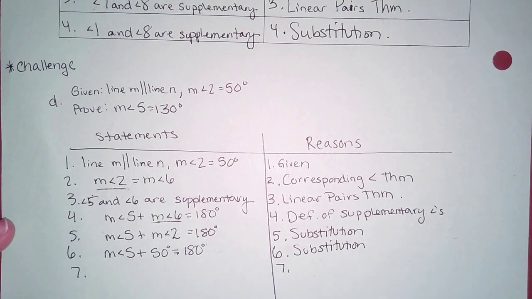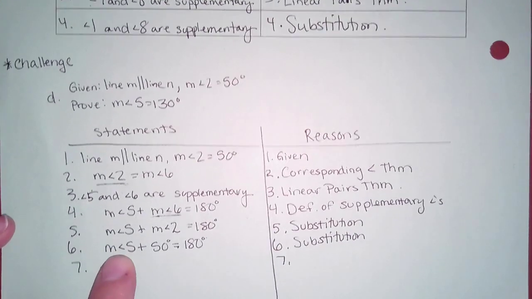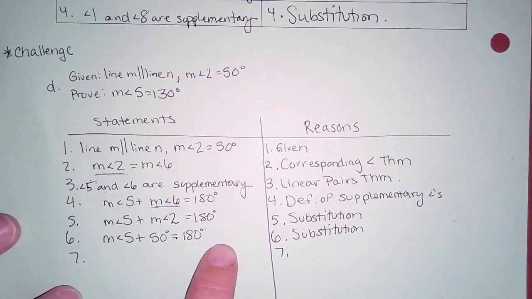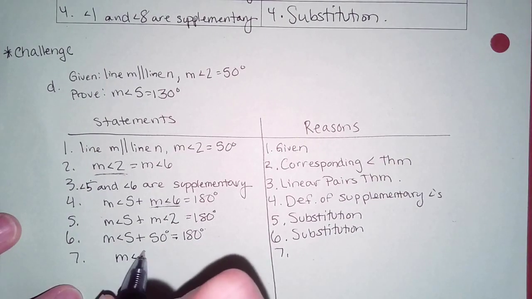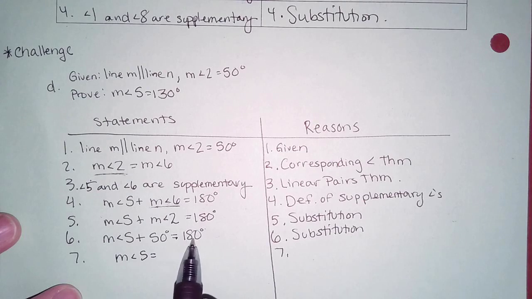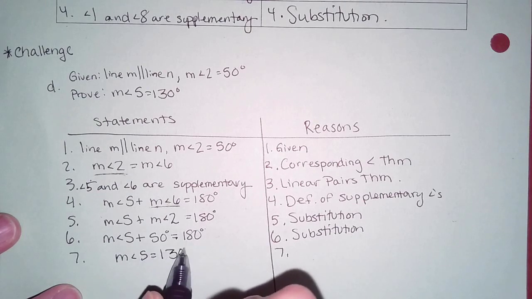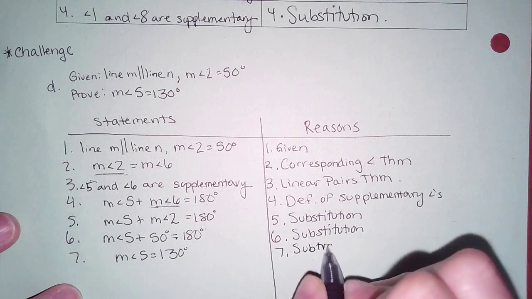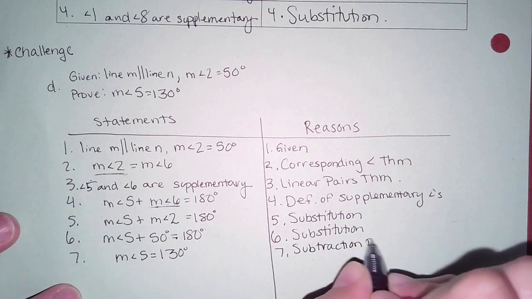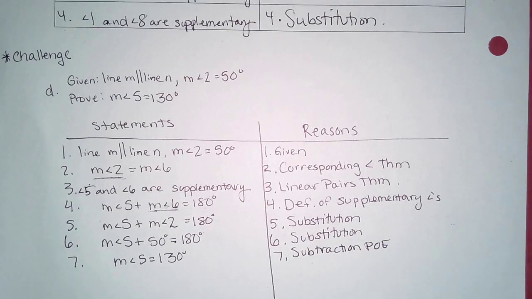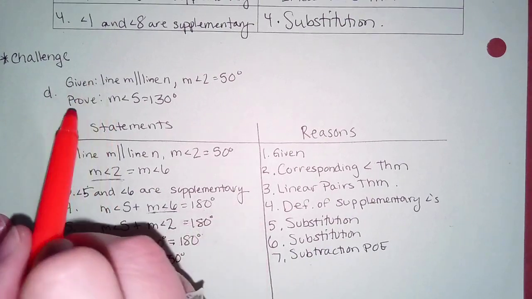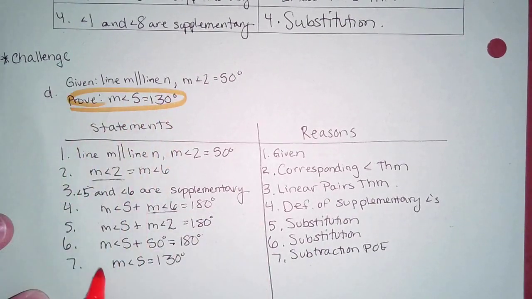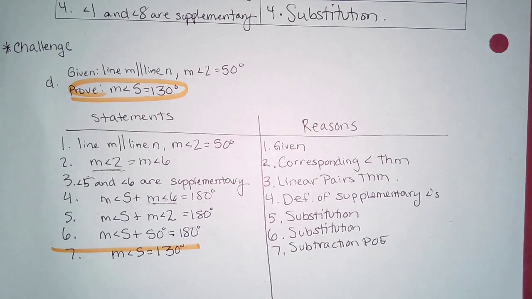Number 7. Now let's get measurement of angle 5 alone. So let's subtract 50 on both sides. So measurement of angle 5 equals 180 minus 50 is 130 degrees. That was subtraction POE. Now take a look. We're trying to prove that, and that's our last step. So we are done. This was a challenging question. However, you might see it again.